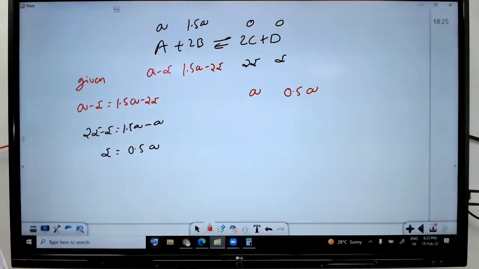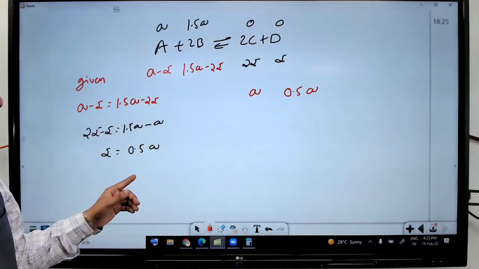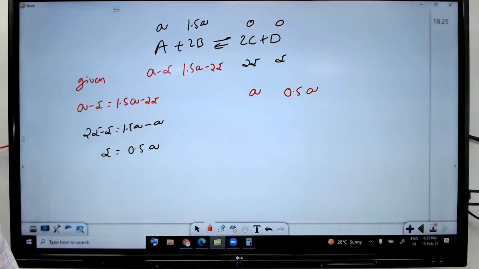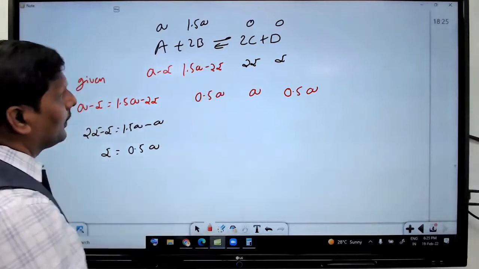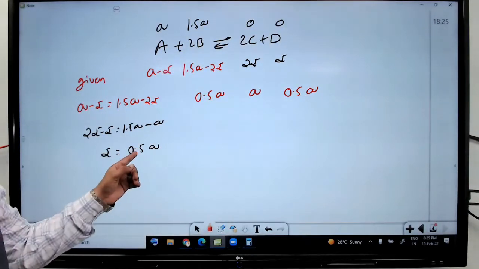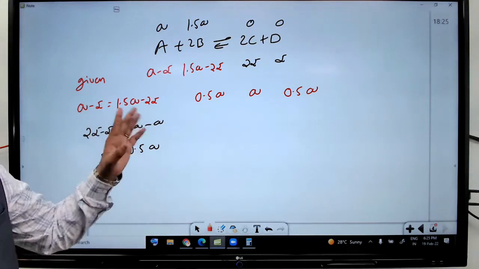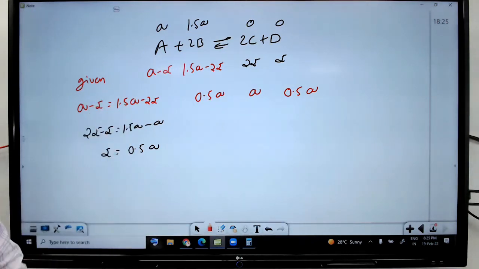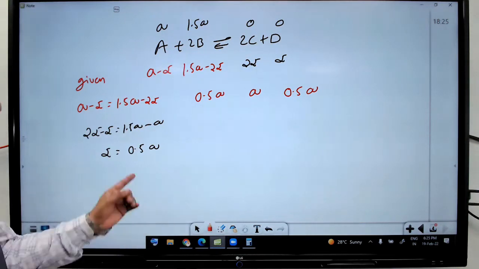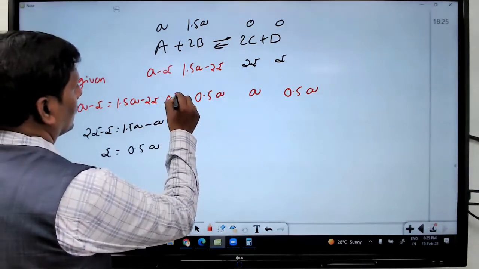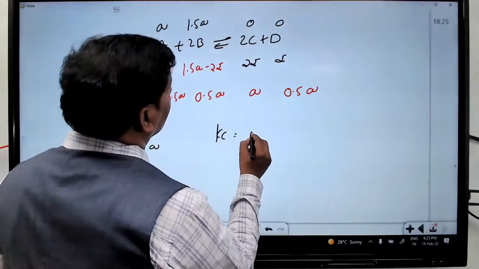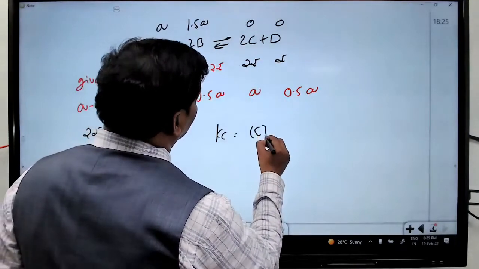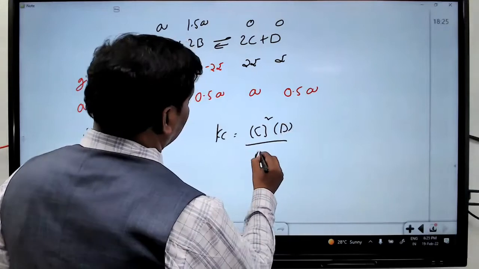अच्छा, this is 1.5A minus 2 alpha, कितना है? 1.5A minus 2 alpha, that means 0.5A. Once again, 1.5A minus 2 alpha, 2 into this is nothing but A only, 1.5A minus A which is 0.5A. अच्छा, A minus alpha, again A minus 0.5, once again 0.5A. अच्छा, apply Kc is equal to C whole square, D, ये B square.